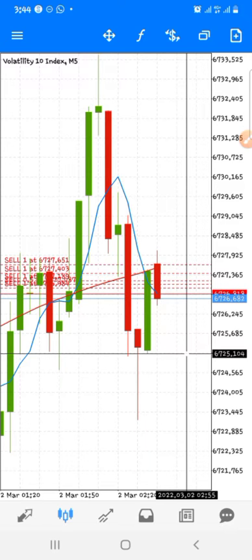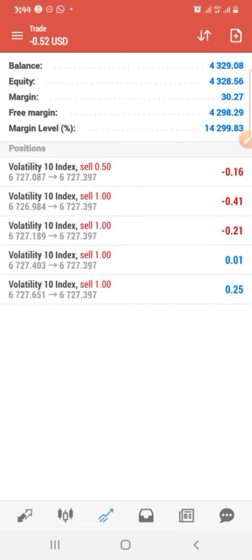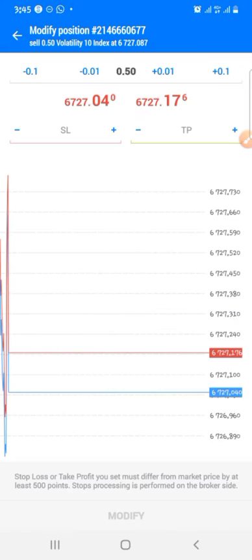Mind you, this is a live trade. I'm not deceiving you. This is a live account. This is a live trade. So right now we head on to our trades, and we'll be hitting these two. We'll take 2 on the first stop loss and 3 on the second stop loss. So let's go.